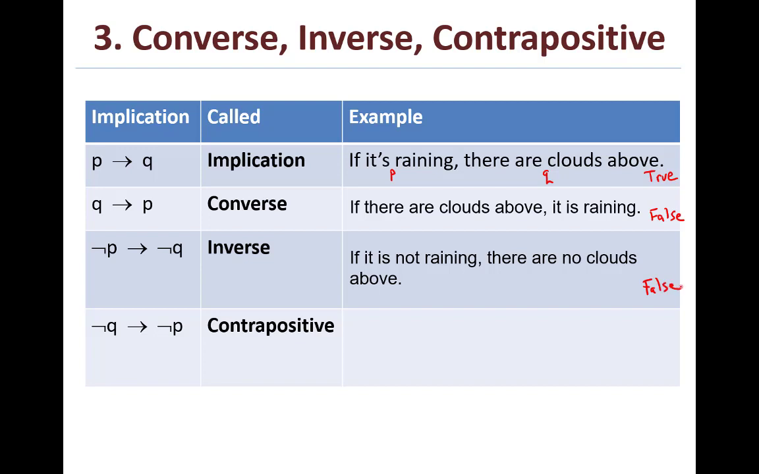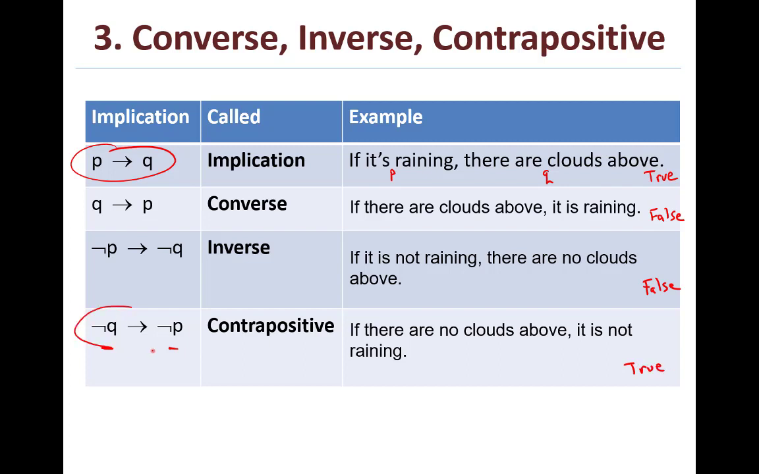In our experience, there are times when it is not raining, but there are also clouds above. And last one, the contrapositive. So with the contrapositive, what happens? I flip the order of the P and the Q from my original statement, and I negate. So if my original statement is P implies Q, the contrapositive is not Q implies not P. And so that looks like this. If there are no clouds above, then it is not raining. True or false? We'll call that true.